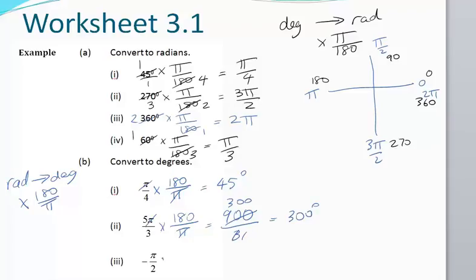And for our last one, we're multiplying it by 180 degrees on pi, making sure we keep our negative symbol here. Our pi's will cancel. 180 divided by 2 will give us negative 90 degrees.